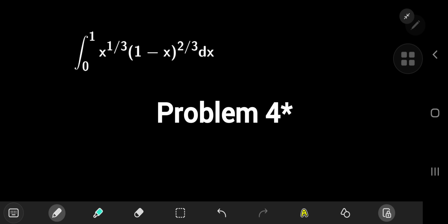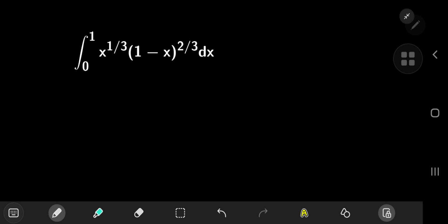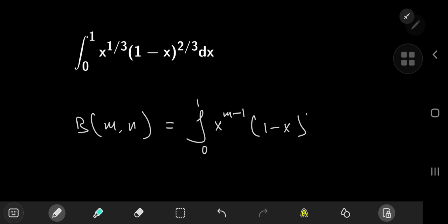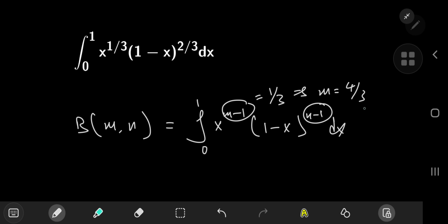Problem 3 is, once again, something back on my turf at least. So it's the integral from 0 to 1 of x to the 1/3 times (1 minus x) to the 2/3. And this is just one of the 3 representations of the beta function. So the beta function with complex arguments m and n is defined as the integral from 0 to 1 of x to the m minus 1 times (1 minus x) to the n minus 1 dx. So m minus 1 is equal to 1 by 3, right? So this implies that m equals 4/3. And by similar token, if n minus 1 is 2/3, then this implies that n equals 5/3.